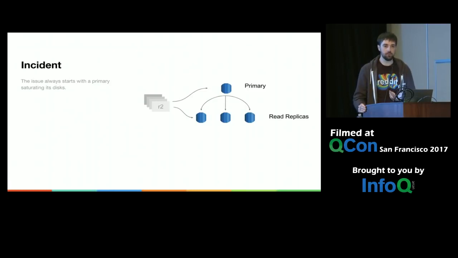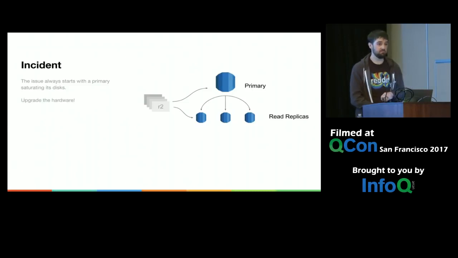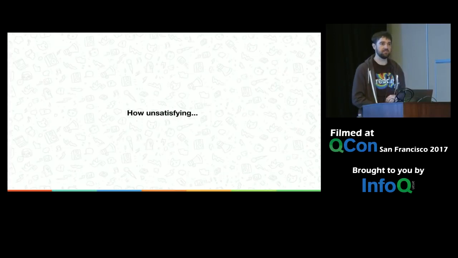This was obviously really painful, so we were looking into a lot of things going on there. There weren't a whole lot of us either. It was about 5 people at the time. The issue we found always started with a primary saturating its disks, so it was running out of IOPS and something was going slow. So what did we do about that? We just got beefier hardware. It's pretty good, right? Problem solved.